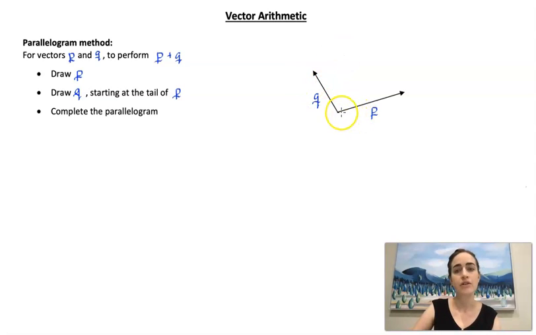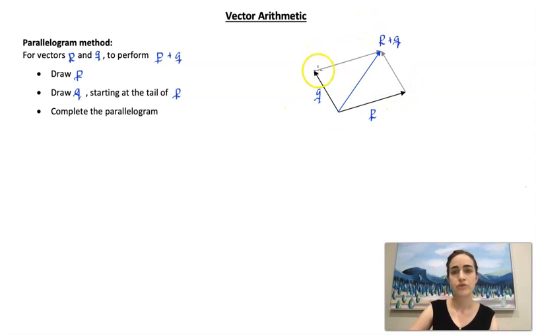What we're going to do now is make this into a parallelogram. So we're going to replicate P up here and replicate Q up this direction. So we've drawn our parallelogram in grey there, and then drawing in that diagonal gives us our addition, our P plus Q.